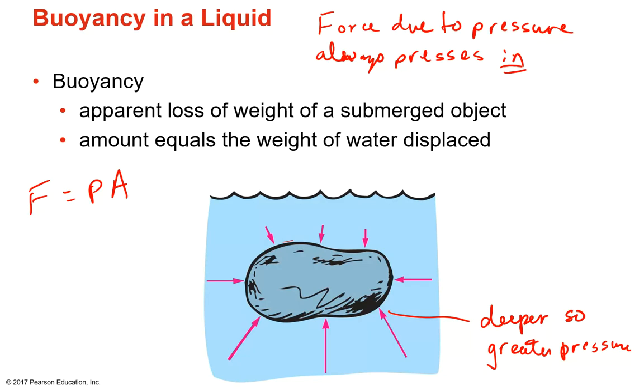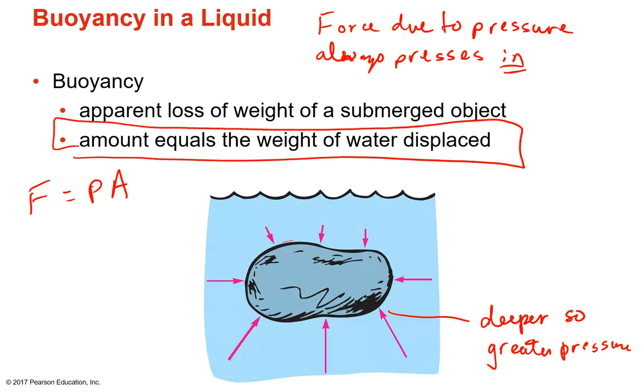And Archimedes, with his eureka moment, realized that there's a relationship between the water that is displaced and the upward force, the buoyant force that is acting on the object. This here is our real key. The buoyant force, the net upward force caused by the water pressure on an object, is equal to the weight of the water it displaces.